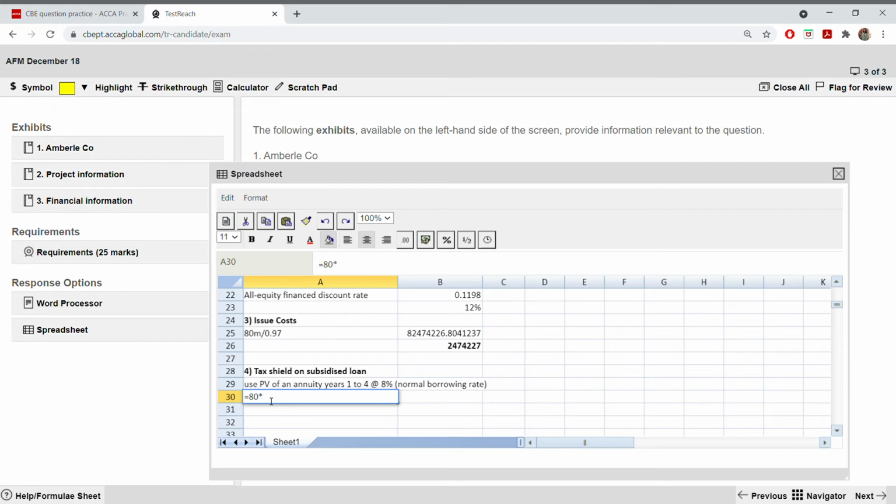Then you are finding what? 3.1%. Multiply by 30% because tax is 30%. Then what are you doing? You are multiplying by the annuity factor. Which annuity factor? Now we are going to use the table for that.